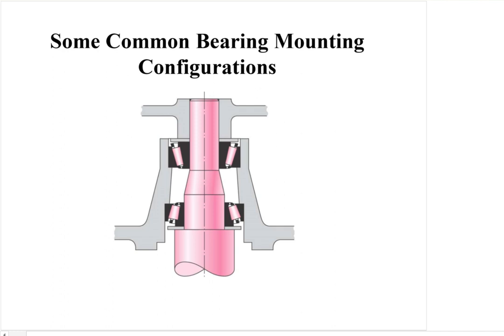Here's a vertical shaft. You have to be careful with vertical shafts not to unload one of the bearings due to the weight. So you have the weight pulling down, and in this case, the top bearing is going to be more heavily loaded due to the weight.